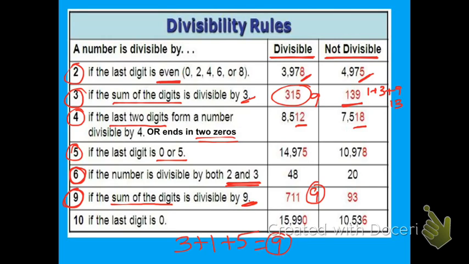Now, 93, that looks like 9 should go into it. But if we add it, 9 plus 3, we get 12. 9 doesn't go into 12. So this one it doesn't go into.